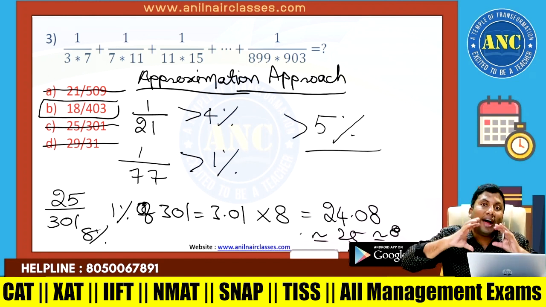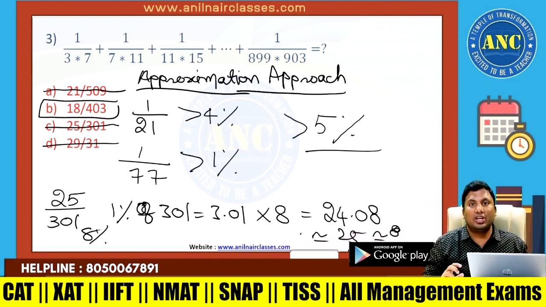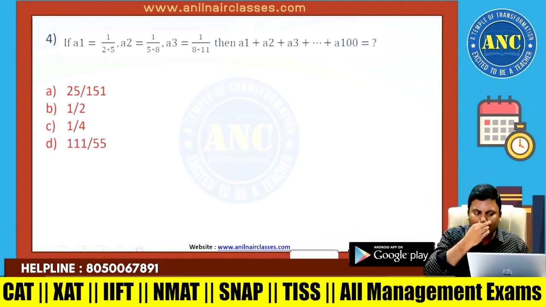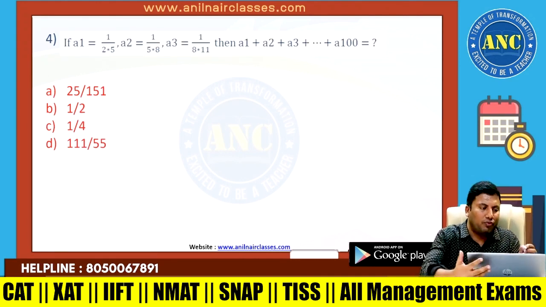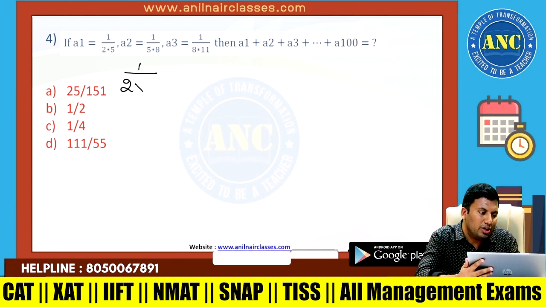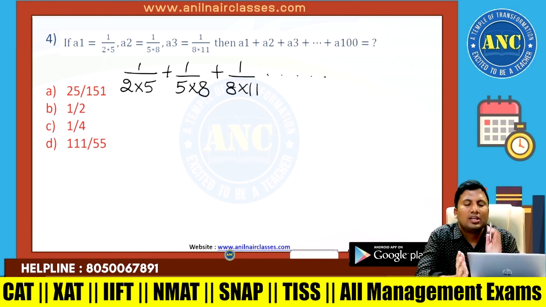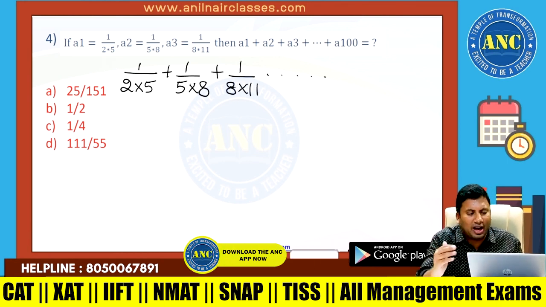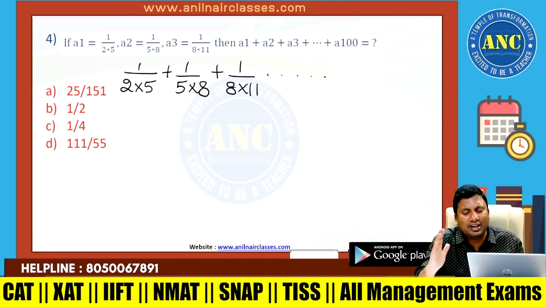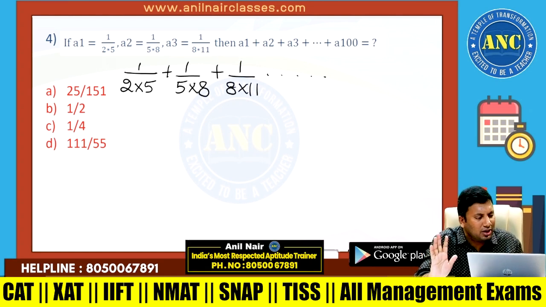Point 2, if the answer options are very far away from each other, use approximation concept. I hope the idea is clear. It all depends upon what is the question and how to use the question. Now another fourth one, if A1 equivalent to 1 by 2 into 5, next one 1 by 5 into 8, next one 1 by 8 into 11, and so on up to some series is given. I don't want kids to find out A100 value and do it. Just we will use approximation.